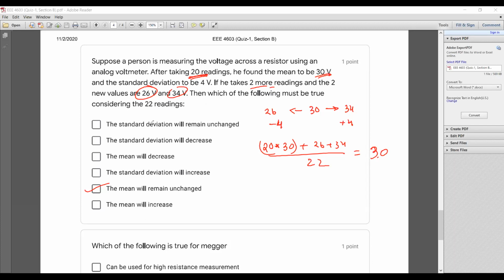And the standard deviation is given as 4. When the new readings are added, if you consider the magnitudes of the deviation from the mean, you'll see that both of the new values are actually 4 volts away from the mean. As the deviation from the mean is equal to the standard deviation, in that sense you can also say that the standard deviation will remain unchanged in this case.